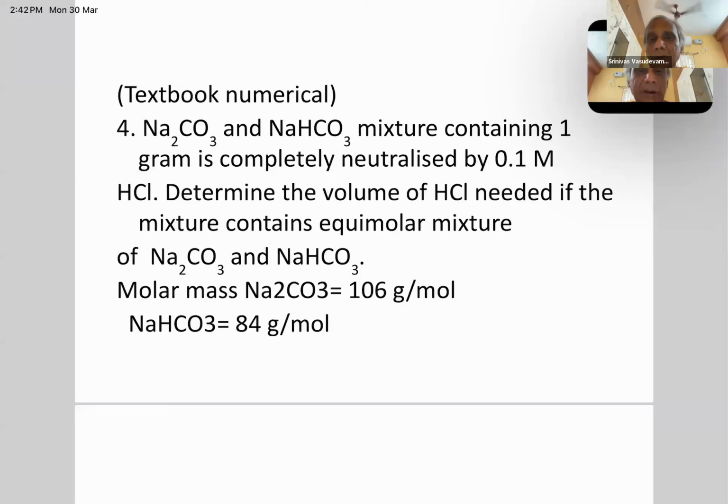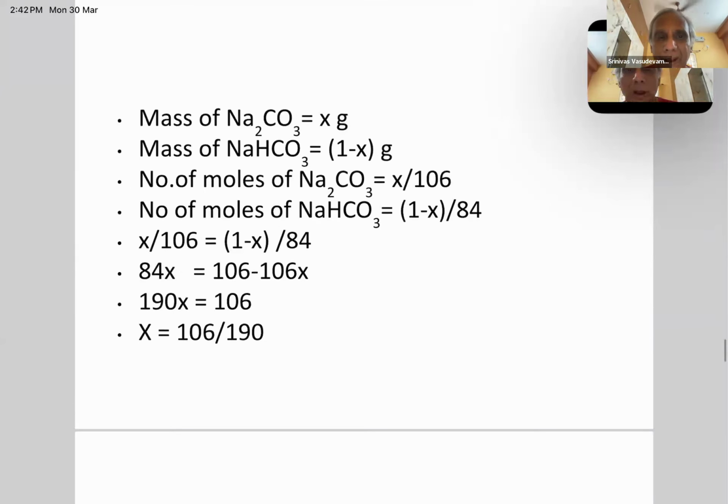So first you have to use the expression given here, equimolar mixture. That is the same number of moles of sodium carbonate and sodium bicarbonate. That is the key word here. Mass of sodium carbonate x gram, mass of sodium bicarbonate 1 minus x gram. Number of moles of sodium carbonate, mass by molecular mass, x by 106. Number of moles of sodium bicarbonate, 1 minus x by 84. Number of moles are the same, so I can write x by 106 equal to 1 minus x by 84. Using this equation, I can find out x here. x equal to 106 by 190, which is the mass of sodium carbonate.